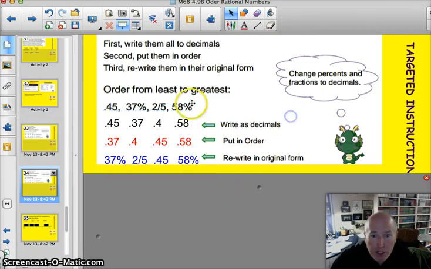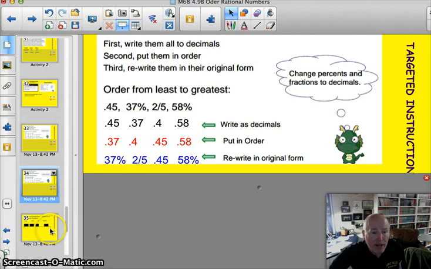Now I'm just going to double check. Least to greatest, 37%, good. 0.4 is 2/5. 0.45, yes. 0.58, 58%. And I'm done. Hope you got them all right too.